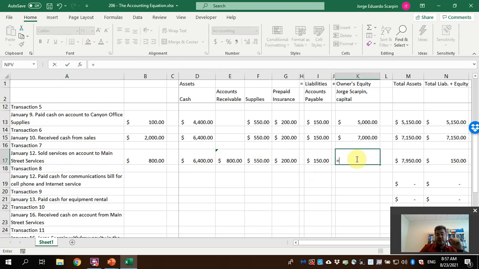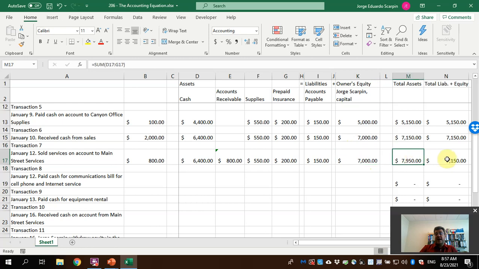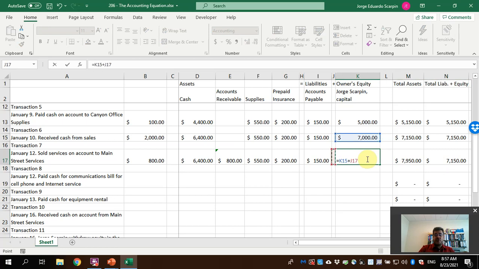So it is increasing. And I am not sure if we are increasing or not. My professor, they are making me feel in trouble. I have no idea. So a good tip here: equal 7,000. Let's consider that it doesn't change our owner's equity. Our accounting equation is not working anymore. It is not balanced. Total assets, 7,950. Liabilities, 7,150. So yes, our owner's equity changes.